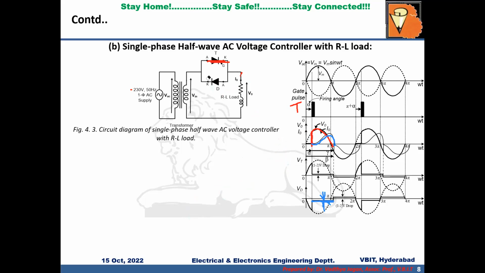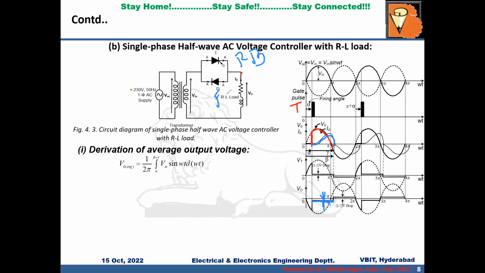Similarly, during the negative half cycle, the thyristor will be in reverse bias condition, whereas the diode will be in forward bias condition. Since it is an uncontrolled device, during the negative half cycle, this will be at lower potential and this will be at higher potential. The current will flow from higher potential to lower potential through the load and diode like this. And there is a reversal voltage across the load. That is why you can see from alpha to pi to 2 pi, the output voltage will be the same as the input voltage. And there is a lag in the current, and you can see the current wave shape like this.